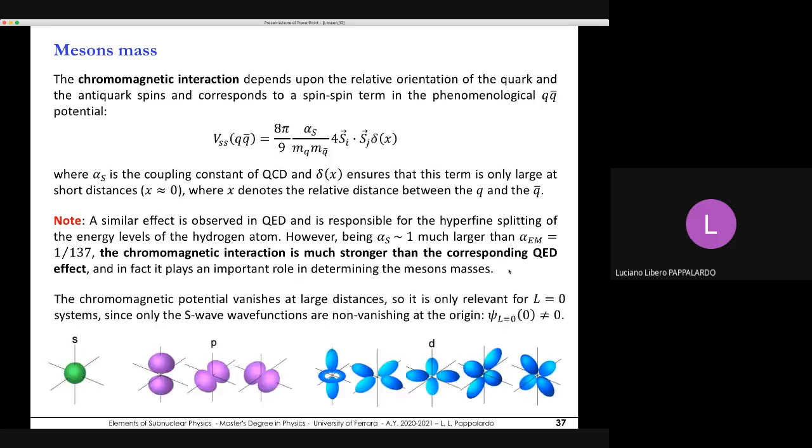Now, as we've seen before, the chromomagnetic potential vanishes at large distance. So it only applies when the quark pair is extremely close, where x is close to 0. If you now look at the orbitals, this implies that this term is only relevant for L equals 0. Because L equals 0, the S wave, is the only one which has a non-zero probability that the two quarks stay at 0. Otherwise, in the P wave, D wave, we always have a node at 0. So they are more separated, and so this term becomes essentially negligible. And that's why this term is relevant only for the low-lying mesons.